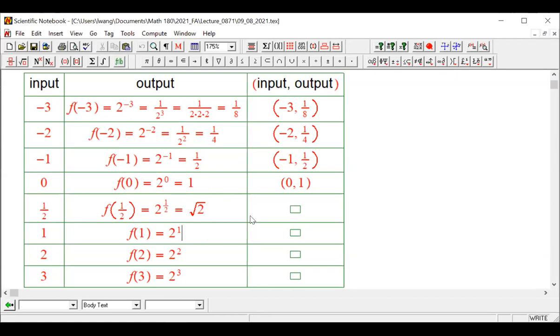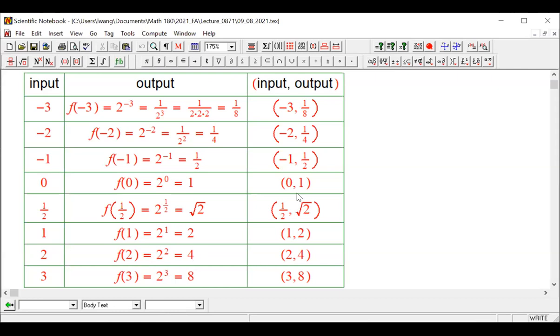Now, 2 to the power 1 is 2, right? So now we get 2 other pairs. One is half the input, and the output is √2. And the next one is input 1, the output is 2. For input 2, the output is 4, right? Then input 3, output 8. So this is 4, this is 8. We're getting better at this. And then what are we going to do with it?